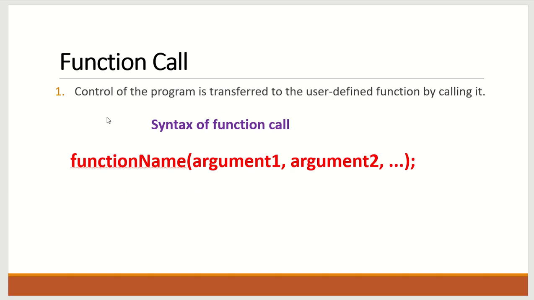Function call. Control of program is transferred to user-defined function by calling it. Means how we can call actually, how it is transferred. So here is the syntax for function call. We write the function name directly. There is no return type. Directly you have to write the function name. Opening of round bracket, argument 1, argument 2. It depends on the program. Later on with an example we will let you know properly. And closing of round bracket, and after that semicolon is compulsory.